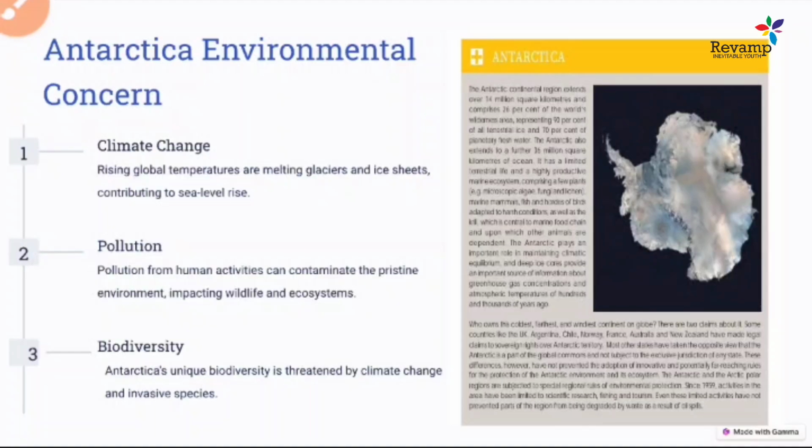So for all these matters, a lot of conventions were also signed for its safeguard. Like the 1959 Antarctic Treaty, later on the 1987 Montreal Protocol for indirectly safeguarding it, and the 1991 Antarctic environmental protocol. So all these laws or acts are for the safeguard of this region.